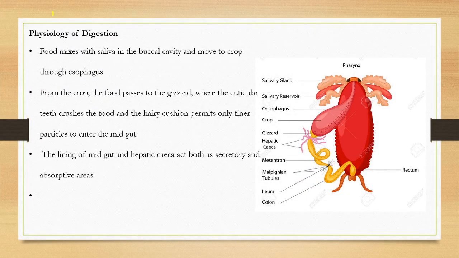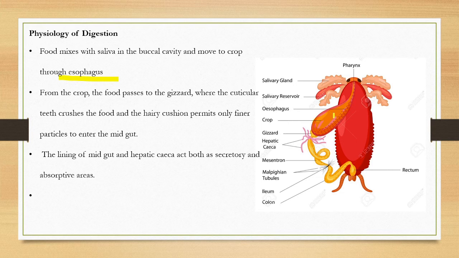Physiology of digestion. The cockroach is omnivorous. For biting and chewing, after eating vegetables or paper or anything, it mixes the saliva, so it is cut into small particles and comes to the esophagus and then is stored in the crop. So actually the function of the crop is to store the food materials.